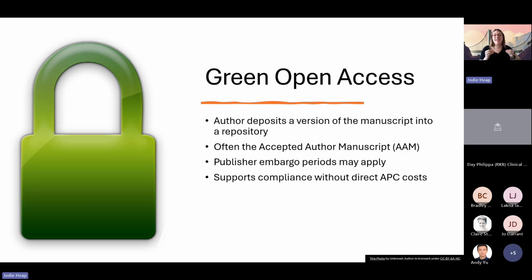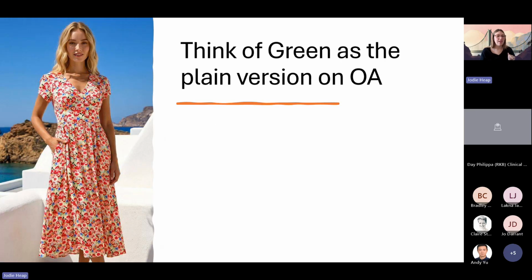So green is a really good route to open access if we can't afford gold or there's no route to access gold. Gold has been designed specifically with the publishers to make life easy and streamlined, but it does cost, like many things in life. The nice route sometimes costs a bit more if you want the first class ticket, as it were. Okay, so the way I think of green is she's just a bit plainer.